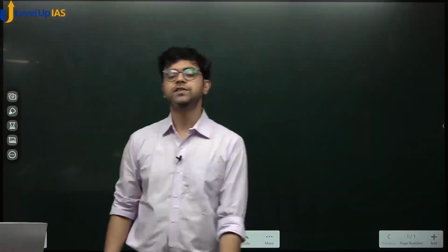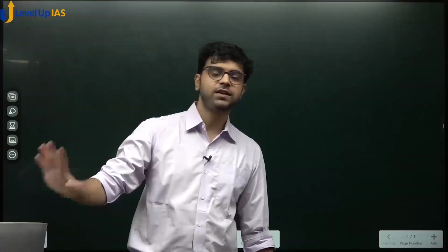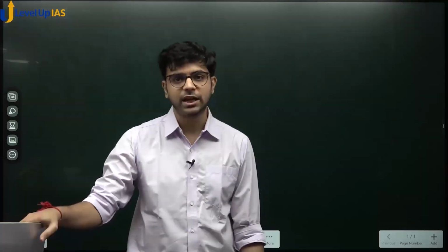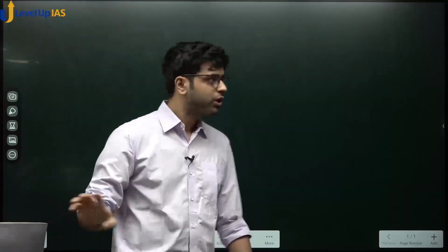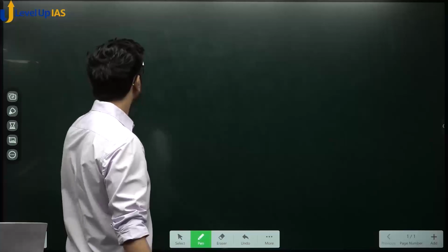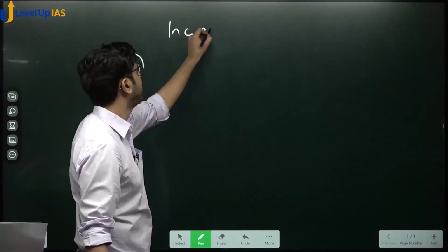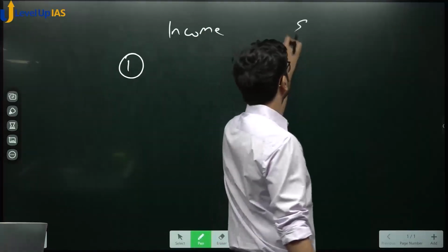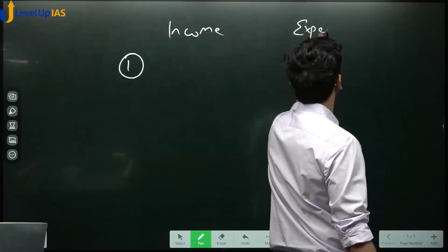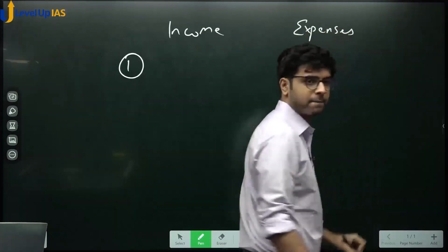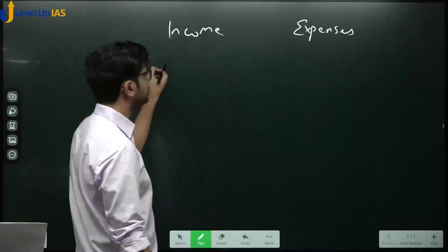What is the very first thing which we saw? That you were earning a salary of 70,000. Yes or no? The first income. So let us write our income here. Let us write our expenses here. Right? What is the first thing which we saw?